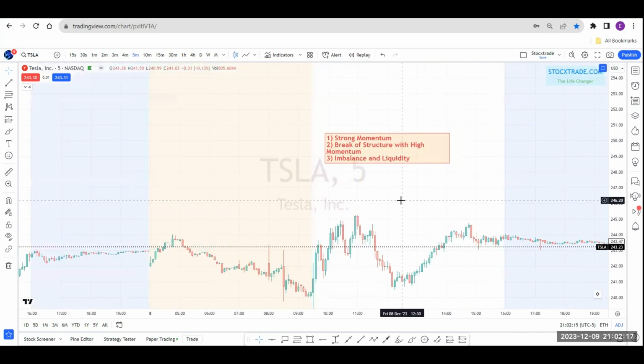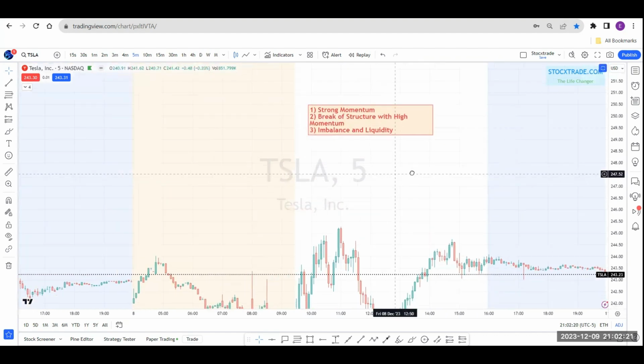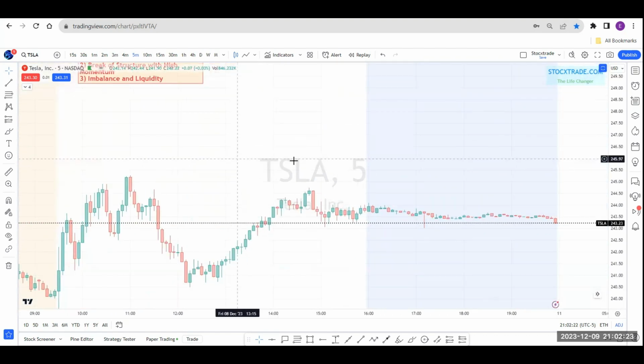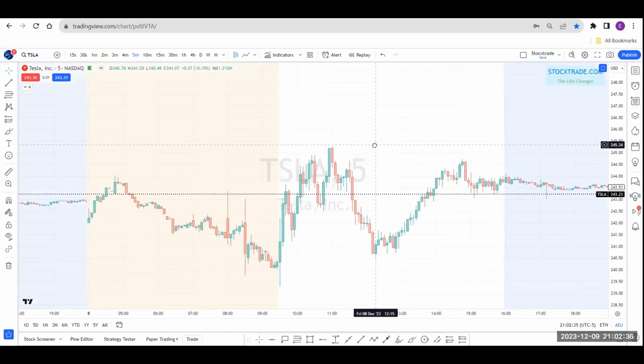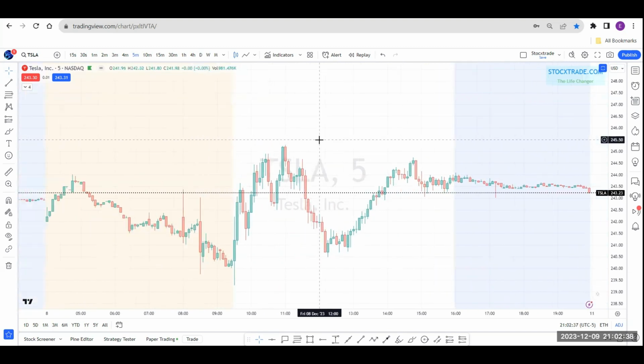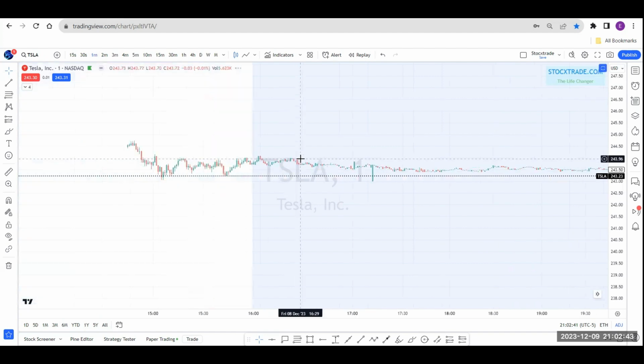Okay, so for the order block, I told you that for the entry, you need to have a strong momentum, impulsive move. Then you should have your break of structure with the change of character, and there should be a fair value gap. Okay, let me show you, if you see this last day Tesla chart, shift to 1 minute.